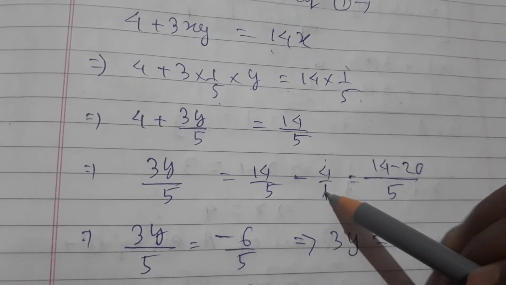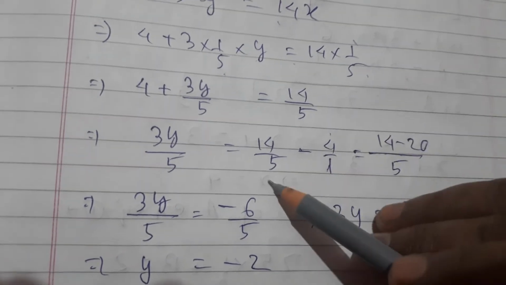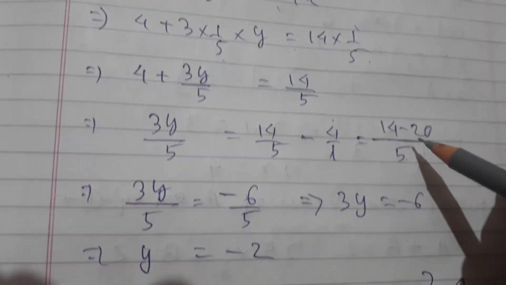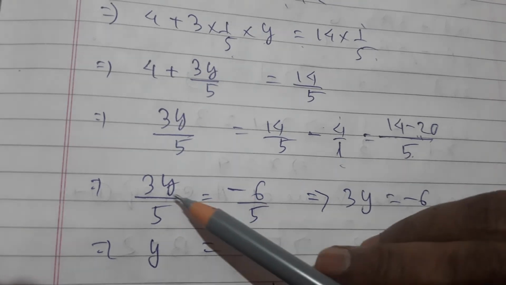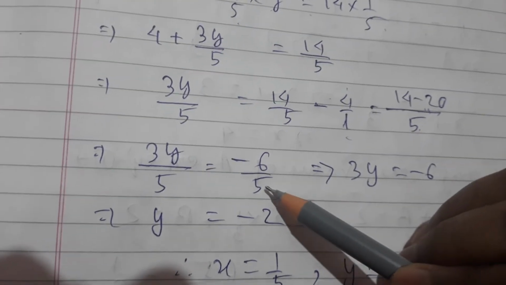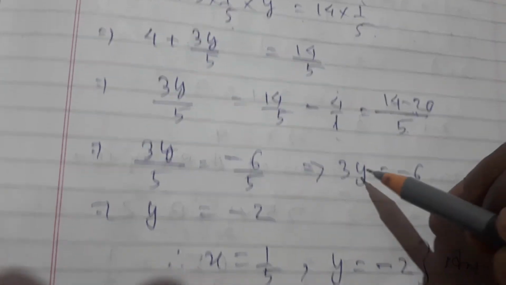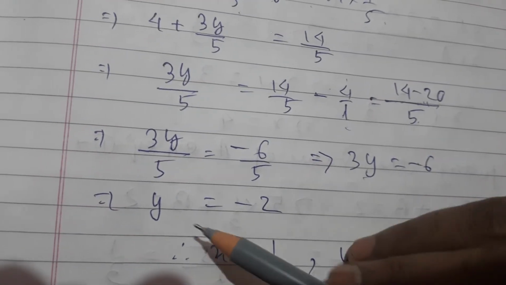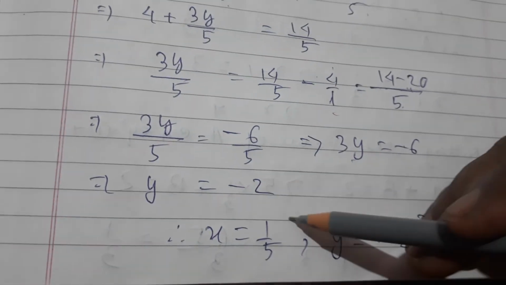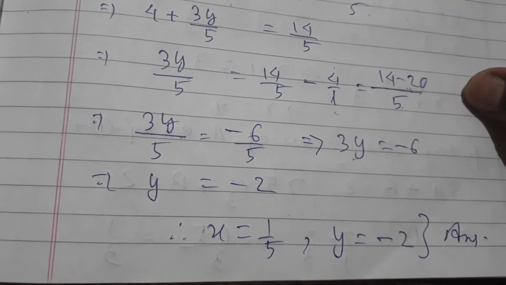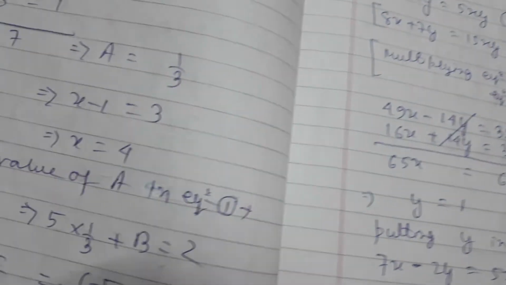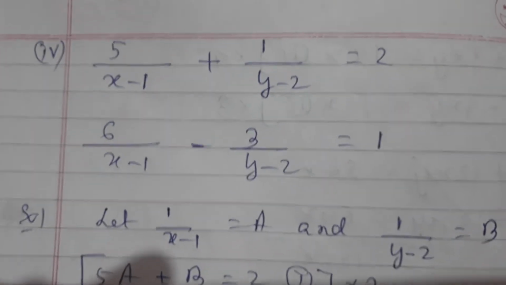You write here 1 for ease. 5 and 1, LCM 5. So 14 minus 20, 4 5s are 20. So 3y by 5 equals minus 6 by 5. 5 cancels. So 3y equals minus 6 and y equals minus 2. Okay. Now x equals 1 by 5 and y equals minus 2. These are the answers. Now we go to the next question.